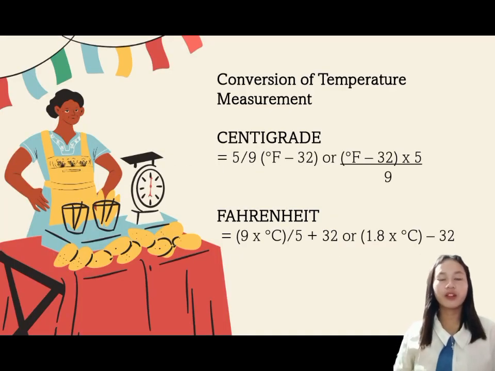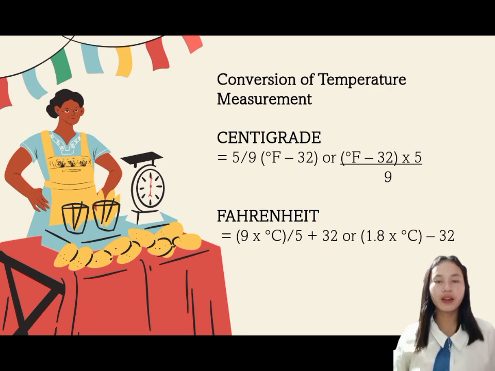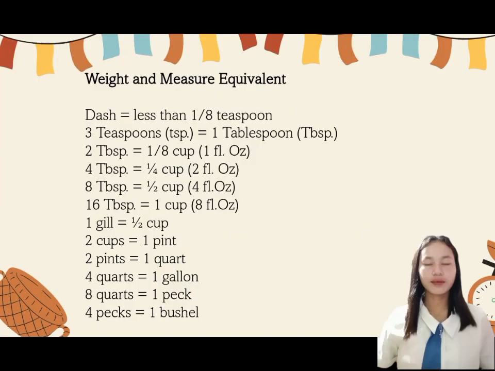Next, let's move on to the conversion of temperature measurement. So we have here the centigrade or the Celsius. To get the centigrade or Celsius, we have here the formula: 5/9 times Fahrenheit minus 32, or Fahrenheit minus 32 times 5/9. Next is the Fahrenheit. To get the Fahrenheit, we have here 9 times Celsius over 5 plus 32, or 1.8 times Celsius plus 32.